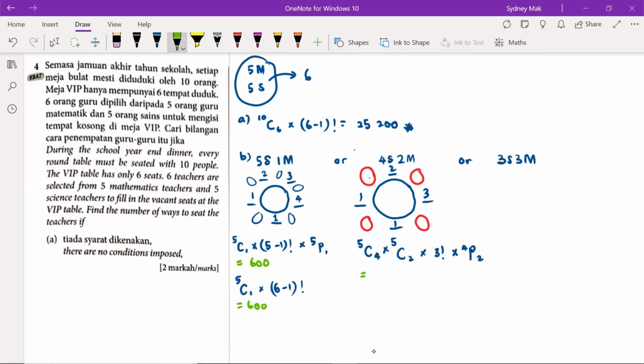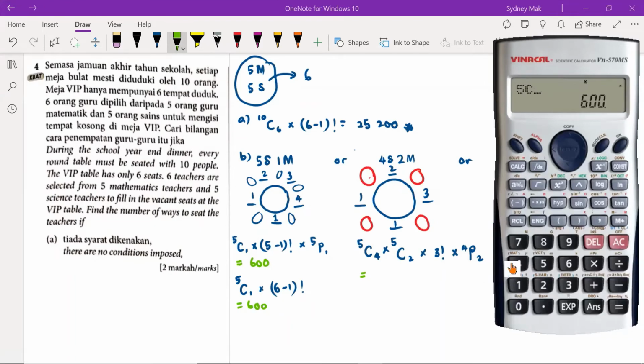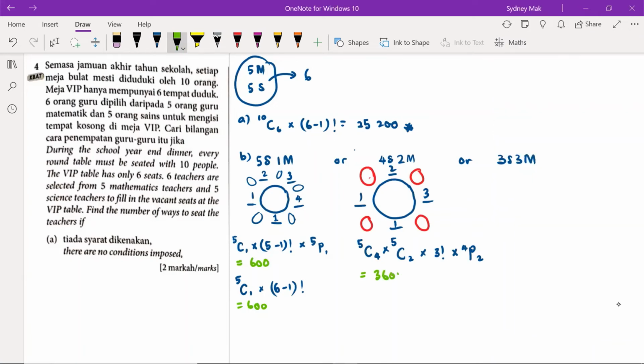Let's check the answer. 5C4 times 5C2, we choose any 2 of the maths teachers, and then followed by 3 factorial, or 4 minus 1 factorial, to permute the 4 science teachers, and then followed by 4 empty spaces in between for us to seat our 2 maths teachers, so 4P2. So 3,600 ways.